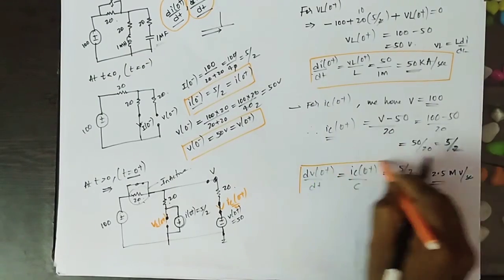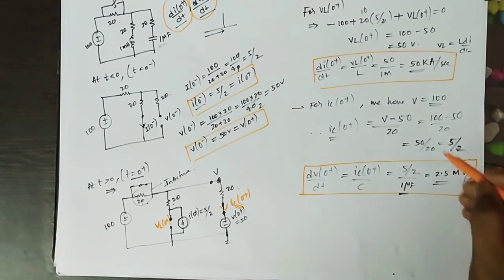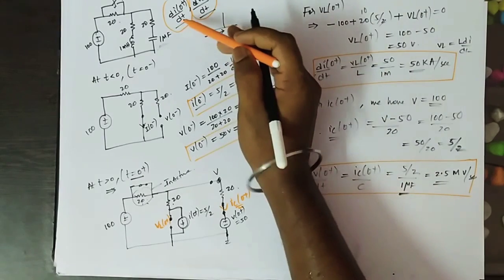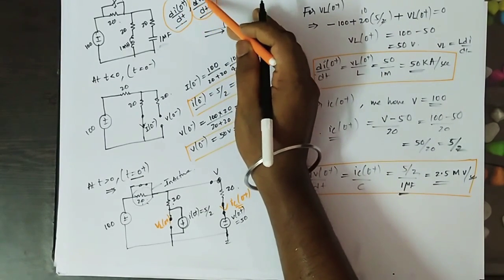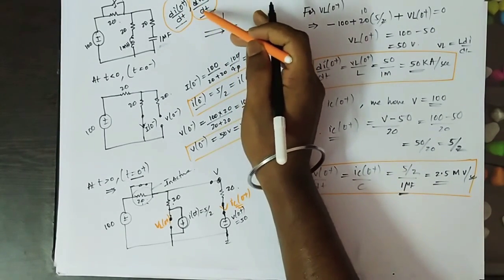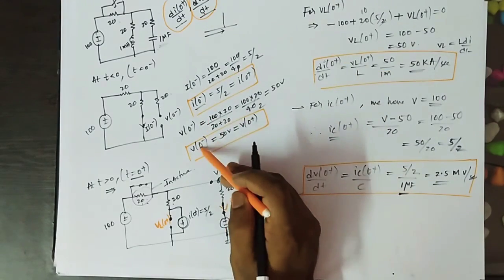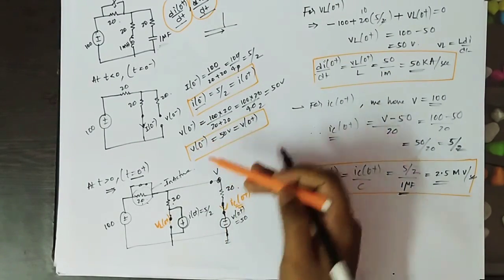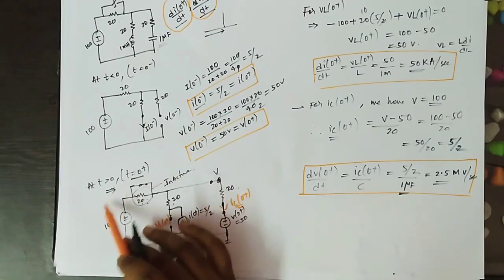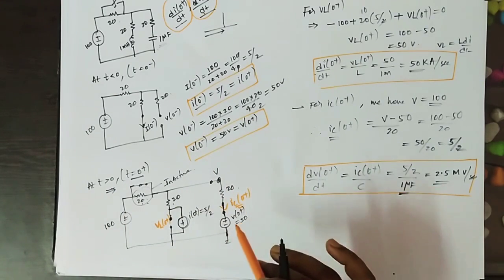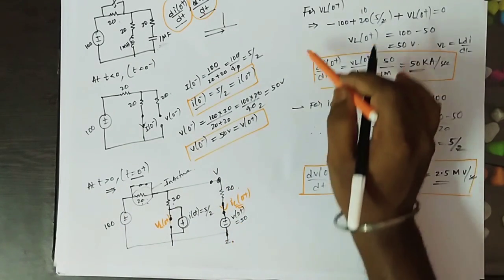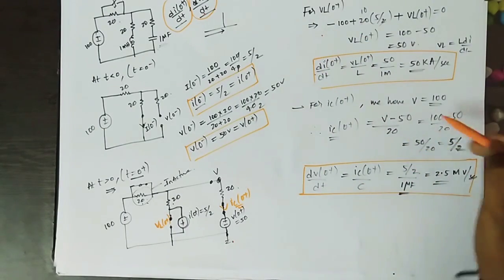Next, that's it. So the question just asks you to find di of 0 plus by dt and dv of 0 plus by dt. Whatever it asks, you need to find initially all these things, and after getting these, at t greater than 0 you need to write the equivalent circuit. After finding the equivalent circuit, by using loop equations you need to find all these things.